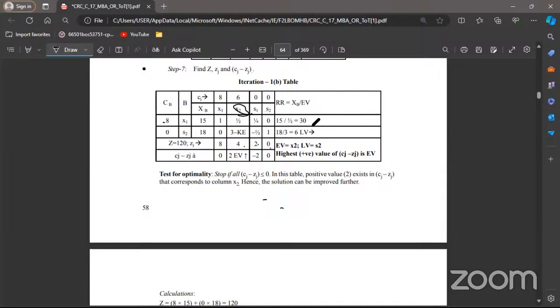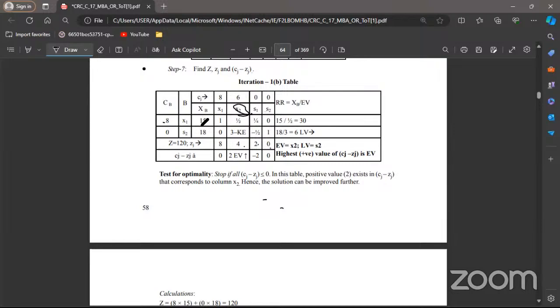Which variable will leave? That will be decided by replacement ratio. You don't have to think that before S1 was replaced, now it won't be replaced. Sometimes it so happens that the same variable can be replaced again. So don't be under an impression that once it is gone, it won't come again. So please find out replacement ratio.